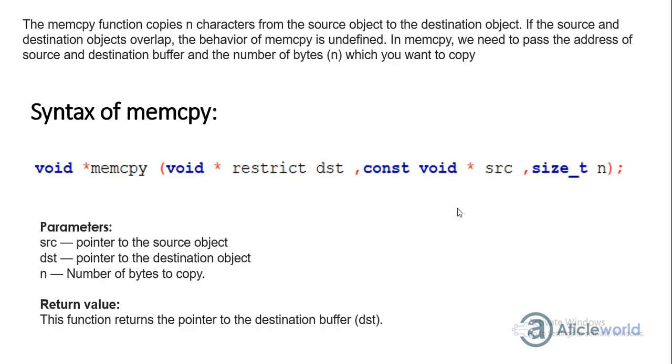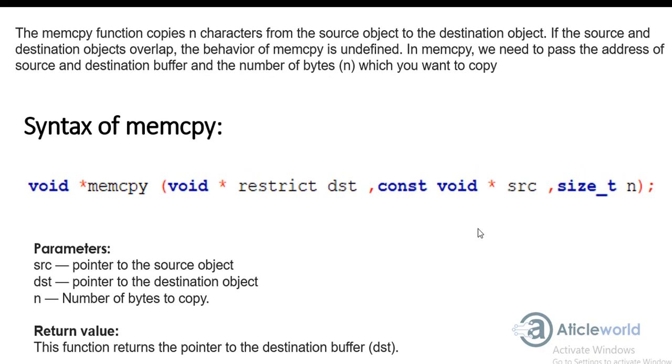So here you can see that I have mentioned basic syntax of memcopy function. You can see that the memcopy function takes three parameters. One is the destination, and second one is the source, and third one is the number of characters which you want to copy.